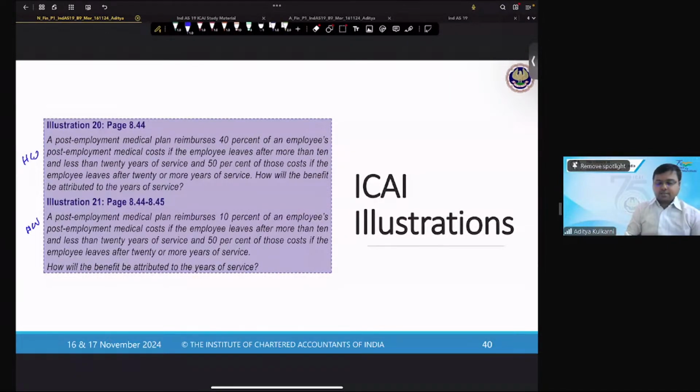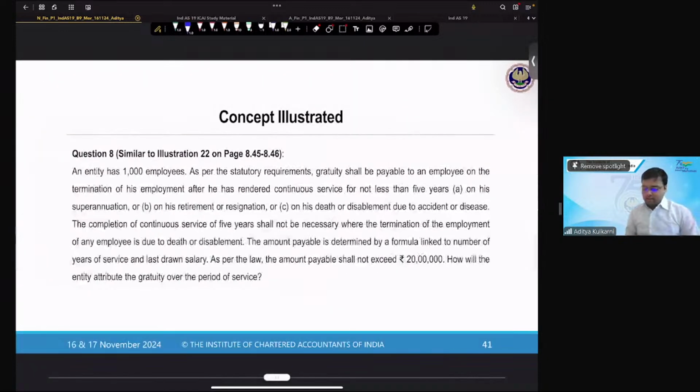These are all just certain theories which are there, nothing specific for me to explain at this point of time. Okay, I have explained the theory already. Okay, all right. Question 8. This is something similar to illustration 22. Just read this question, please. I will be coming short. Okay, I'll just come in.